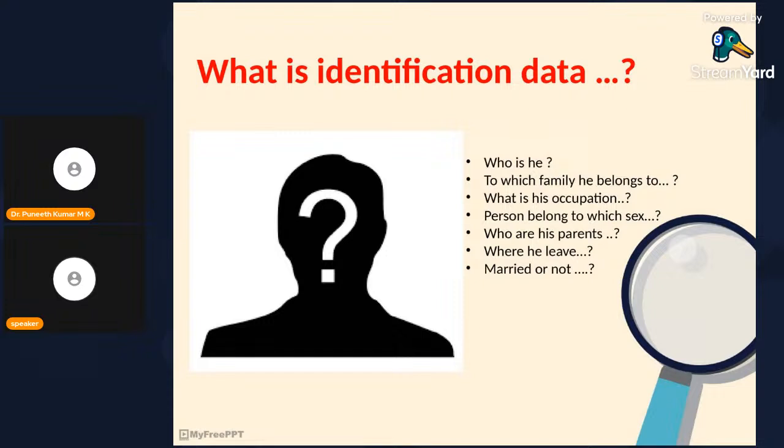Then, what is identification data? Identification data gives an idea of who that person is, which family he belongs to, what his occupation is, whether he is male, female or transgender, and who his parents are. It also tells where he lives, the locality, state or district, and whether the person is married or not. These are a few things in this slide regarding the clues by which we can recognize a person based on his individuality.